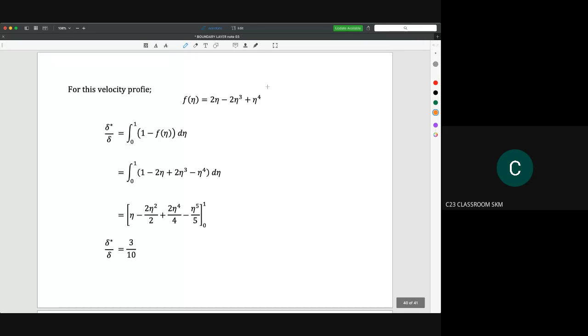Okay, so let's say we have a velocity profile of this one, by the power of 4. This is the equation for delta star. What you need to do is substitute the value of f eta into this equation. Now we have this, and it looks simple. You can do the integration straight away. From here you get the integration of this, then substitute the limit from 0 to 1, and finally you get delta star over delta equal to 3 over 10.